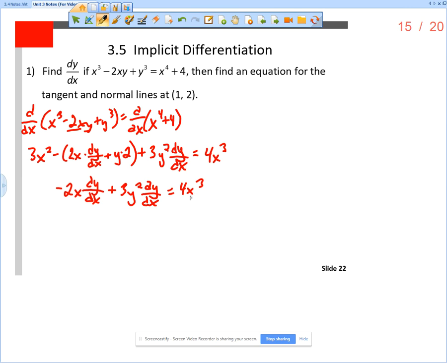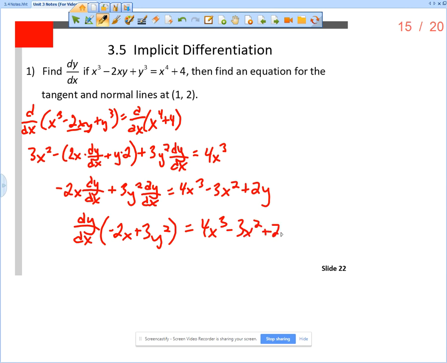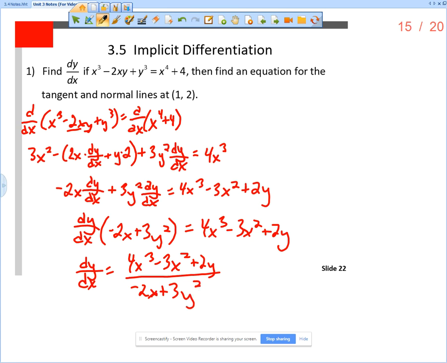So I have 4x cubed. I have a 3x squared, so I'm going to subtract it, 3x squared. And then I actually have a minus 2y, so I'm going to add it, 2y. Now I'm going to factor out dy/dx. So dy/dx times (negative 2x plus 3y squared) equals, the right side stays the same, 4x cubed minus 3x squared plus 2y. Last step, divide by whatever is multiplied by dy/dx. So dy/dx equals 4x cubed minus 3x squared plus 2y, all divided by negative 2x plus 3y squared.